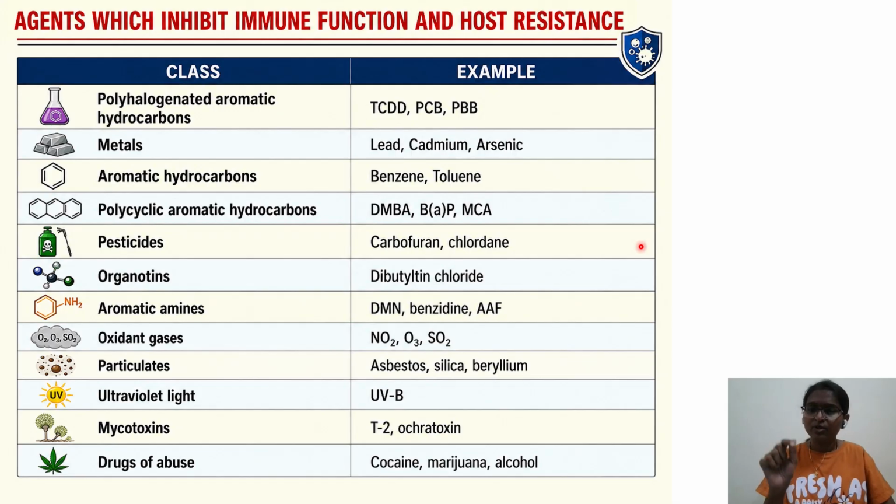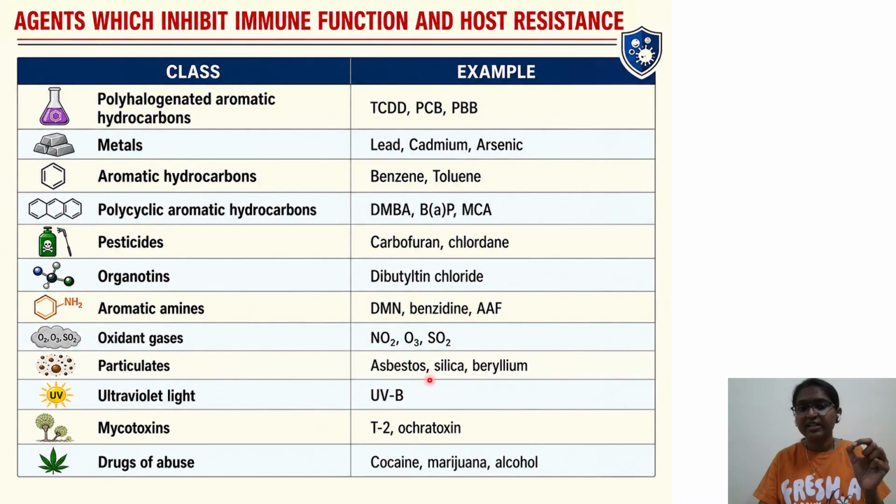In the exam, you will get some examples. From the examples, they will ask you questions like, these are the list of chemicals or drugs or metals that are going to inhibit the immune function. For example, Agent Orange, which comes under the class of polyaromatic hydrocarbons. Metals like lead, cadmium, and arsenic are going to inhibit the immune function. Then we have organic solvents like benzene and toluene. Then we have oxidant gases like ozone, sulfur dioxide, and nitric oxide.